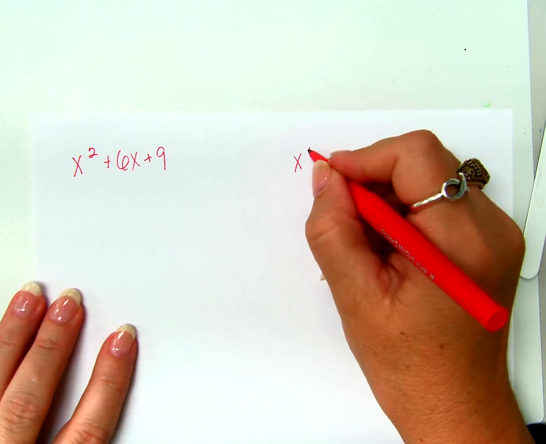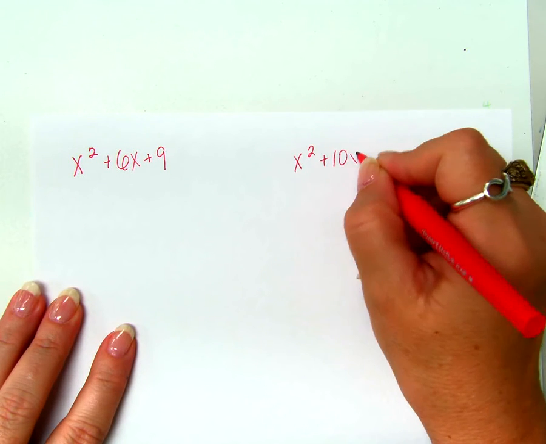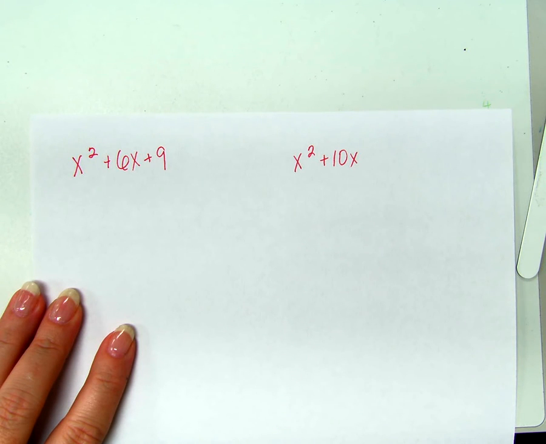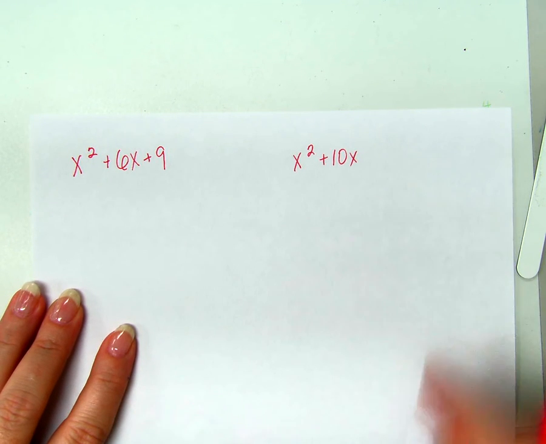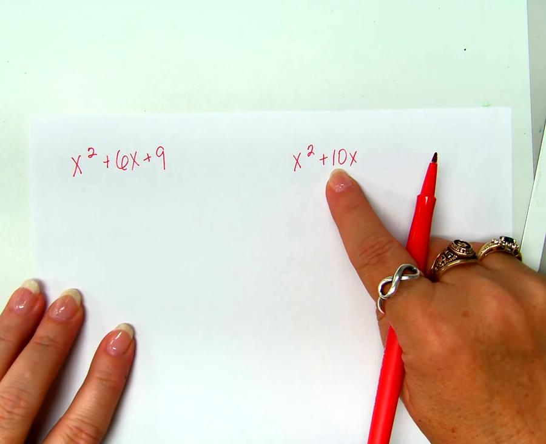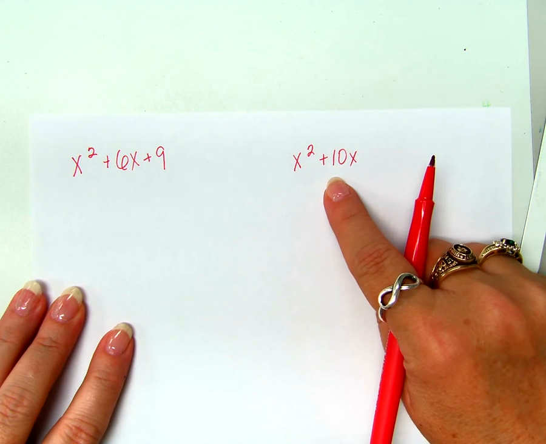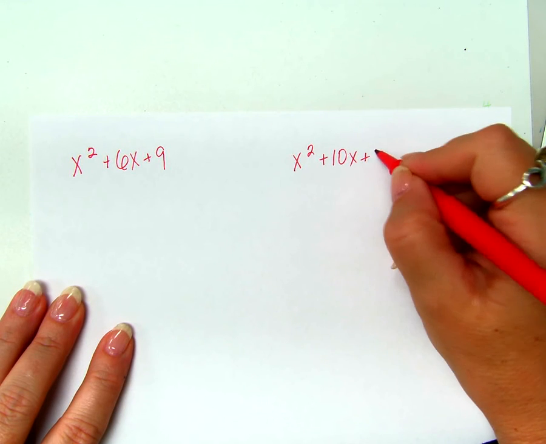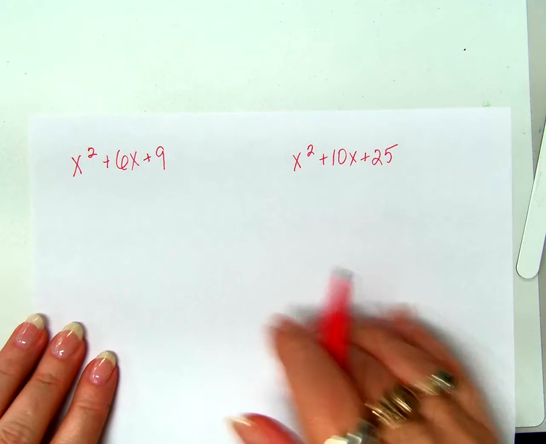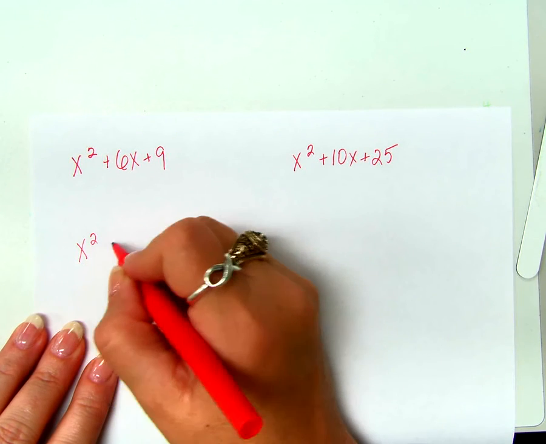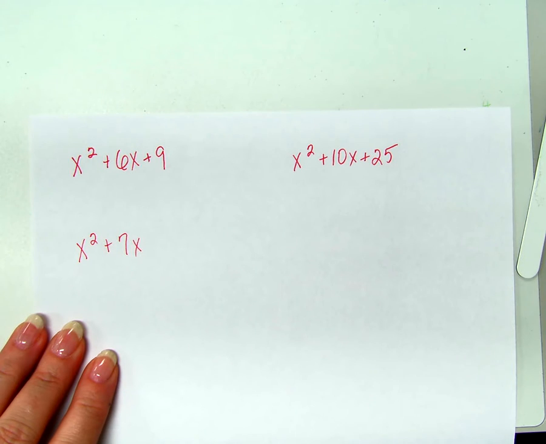What if it was this? X squared plus 10x. What's the action? Don't tell me the answer yet. Just tell me the actions. Divide this by 2 and square it. So 10 divided by 2 is 5, and 5 squared is? Perfect. What about this? X squared plus 7x.